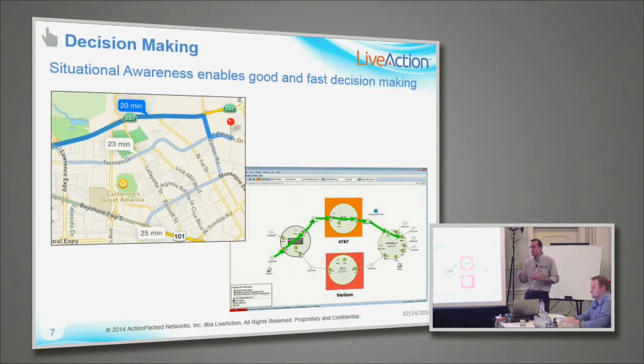And the second thing is, once you understand what's in your network, it's about decision making. And on the left-hand side, you'll see Google Maps. So it's great when you want to take a trip using Google Maps, because if there's an accident, it shows you what other routes to take. And LiveAction is similar in the network, where it shows you the path, but it shows you what alternatives you might have, and it helps with the decision-making process.